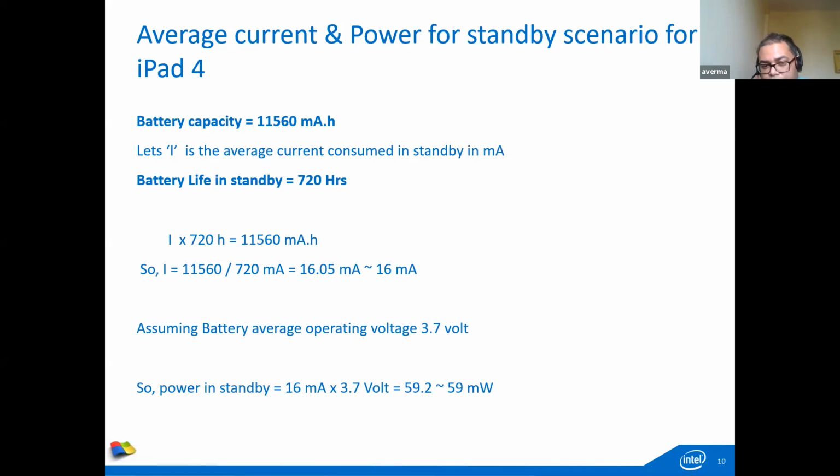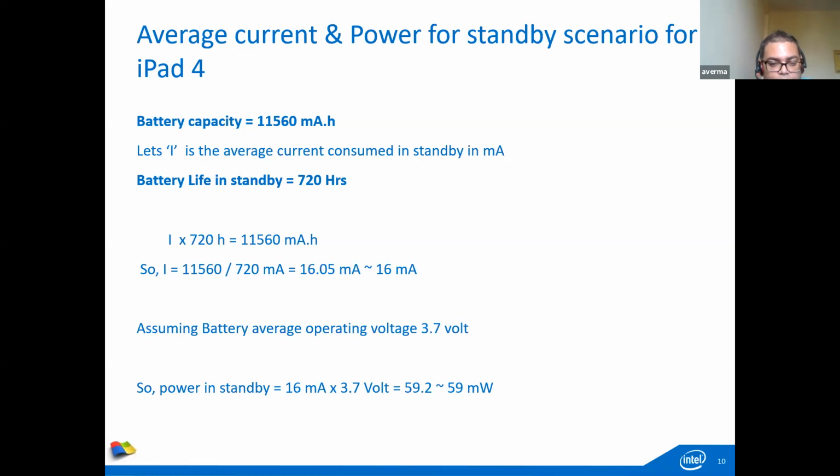Again, just a recap of how we calculated. We know the battery specification, which was 11,560 milliampere hour. We know how long the battery will last if I'm only using the standby use case, which is 720 hours, and that should be equivalent because the capacity of the battery is the same. So whether you burn 11560 milliampere hour for 1 hour, or whether you burn something for 720 hours, the capacity of the battery remains the same, so it should be equal. With that you are able to calculate the current, and since you know the voltage, you should be able to calculate your power.